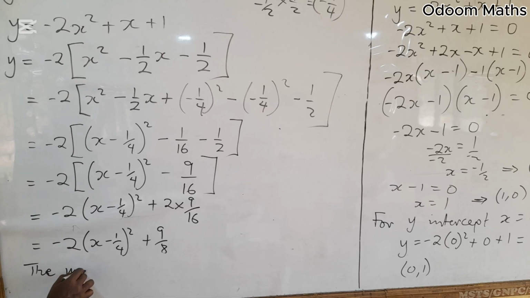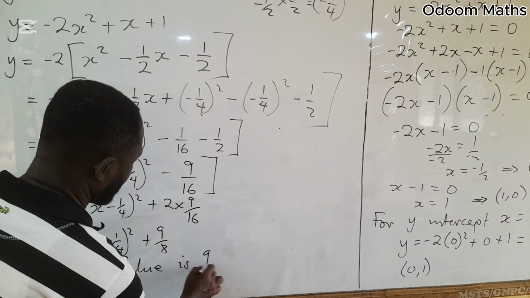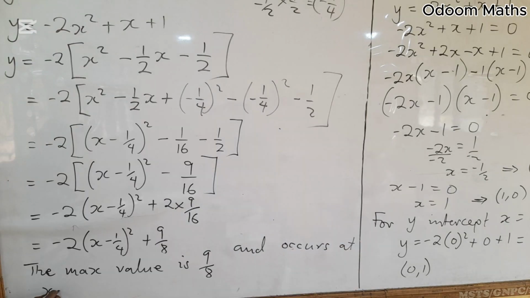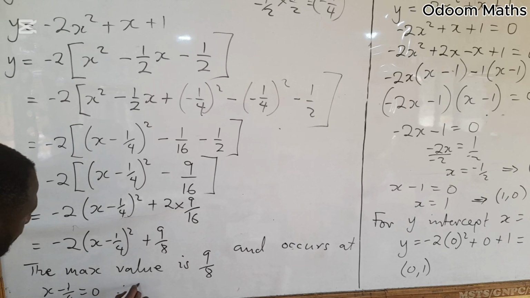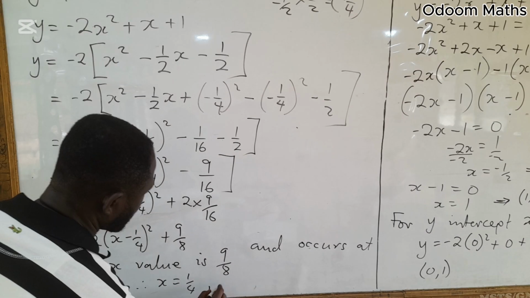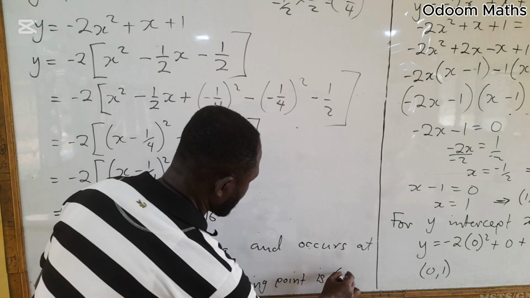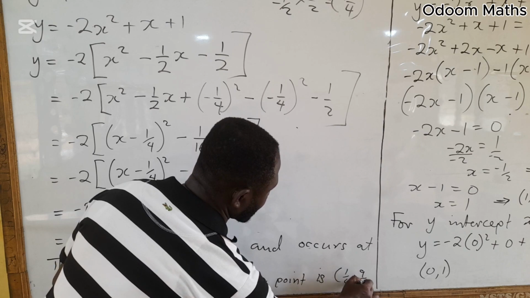The maximum value is 9 over 8 and occurs at x minus 1 over 4 equals 0. So therefore, x is equal to 1 over 4. So the turning point is, in brackets, 1 over 4, 9 over 8.